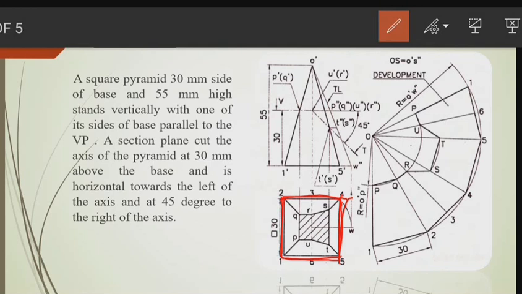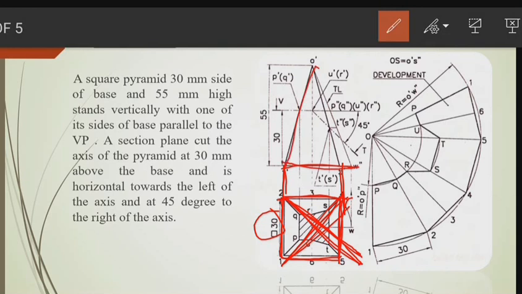A section plane cuts the axis of the pyramid. So first you have to draw a square pyramid with 30 mm, each side is 30 mm, and draw its diagonals. Draw the diagonals, and then you have to draw its front view.